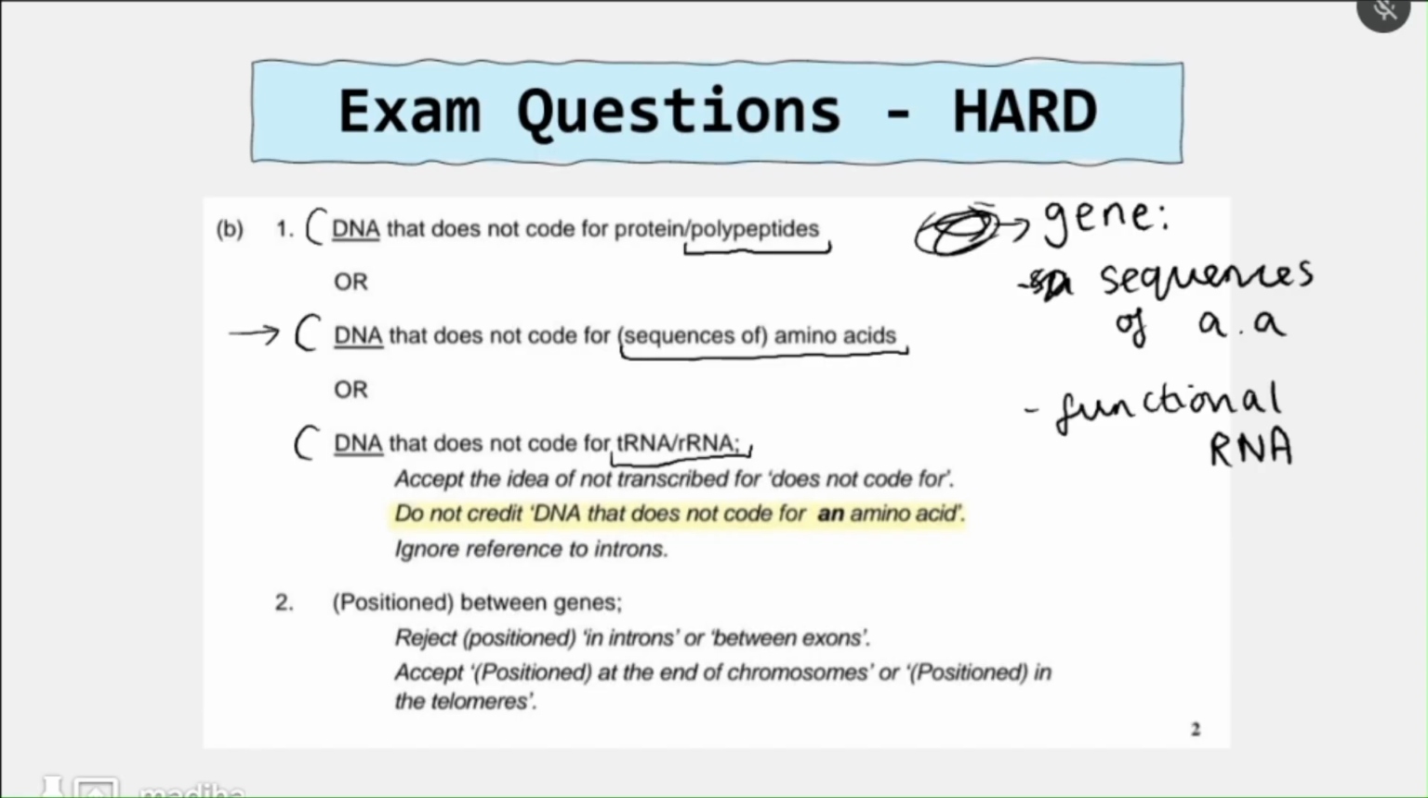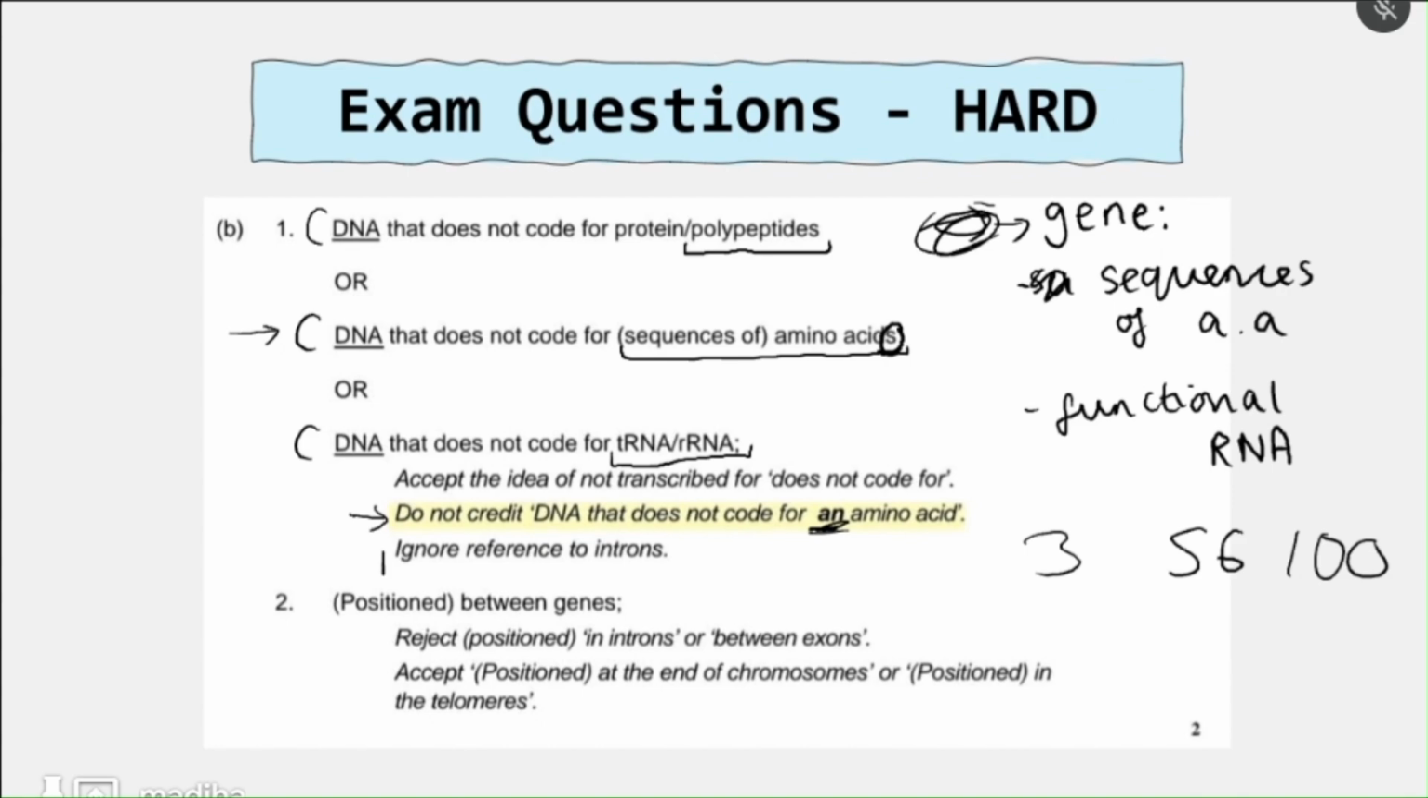In my answer I picked this one. If you put any of these, you're still right. However, you need to be careful because it says you should not credit DNA that does not code for an amino acid. You can't write an amino acid. Again, they're really specific about plurals and singulars. You want to say sequences of amino acids or just amino acids. Because if you're saying it's coding for one amino acid, you're assuming that this non-coding multiple repeat is just 3 bases. However, it could be like 56 bases, it could be like 100 bases, you don't know. So you always say sequences of amino acids. It's just a specific thing.